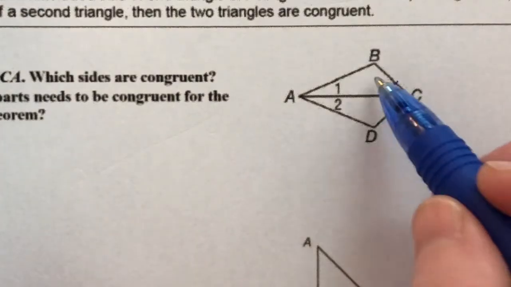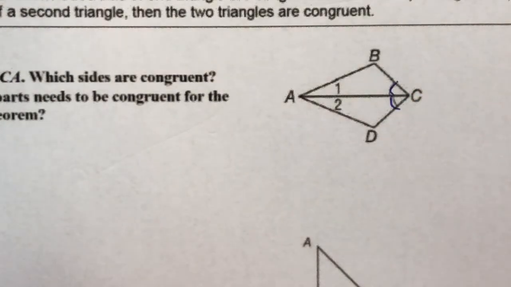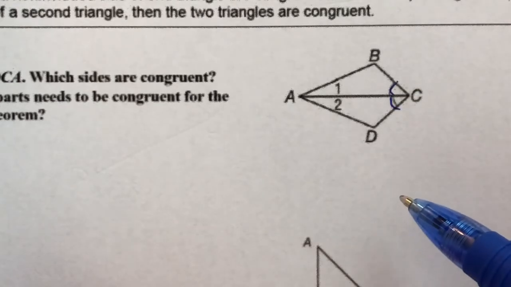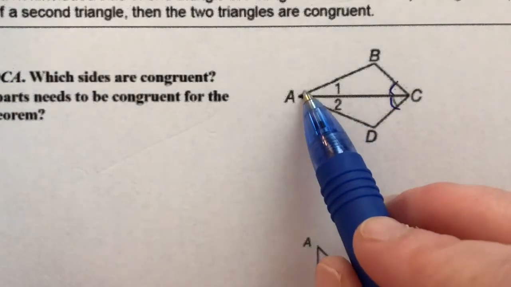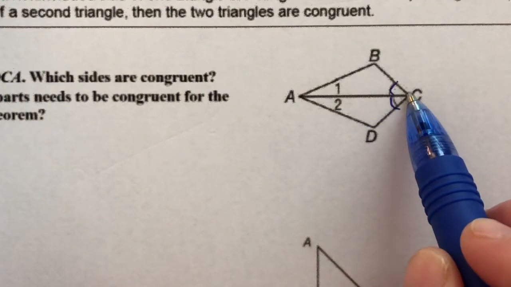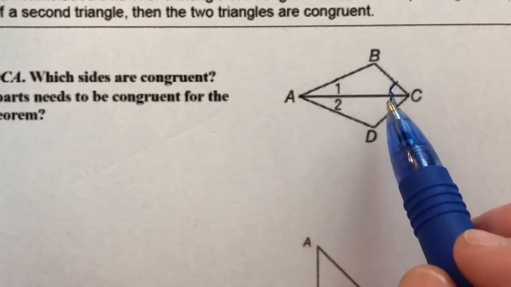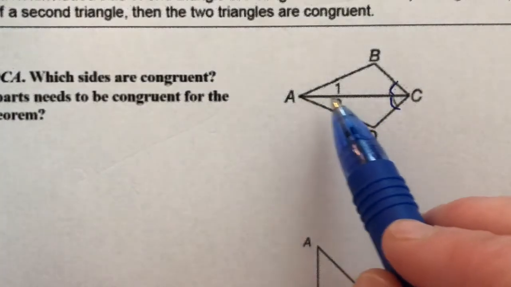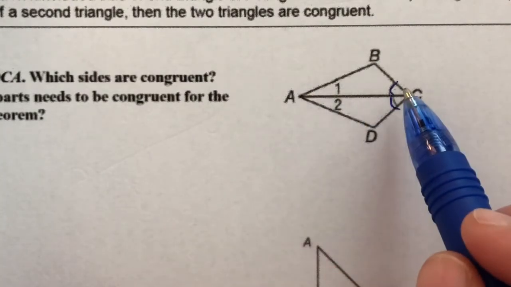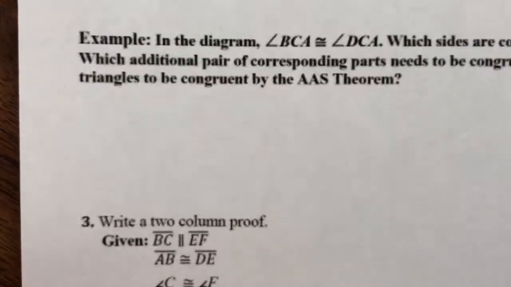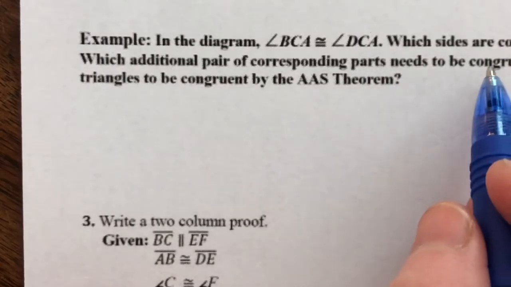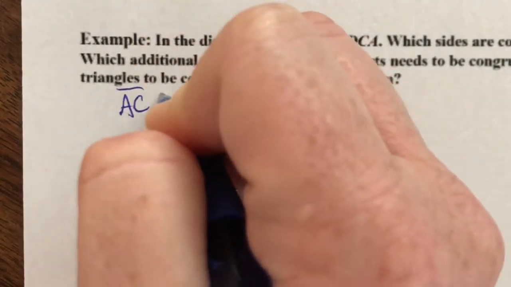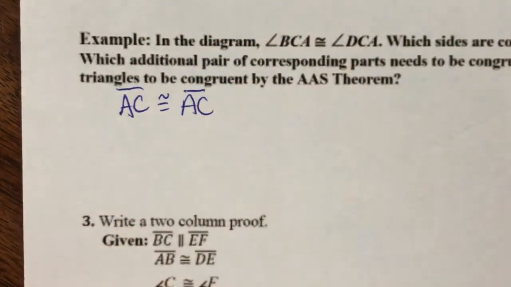Okay, so out of these two triangles, I need two angles and a side congruent. I only have angles proving congruent right now. What else do I know for a fact? I know both triangles share this line, AC. So whether it's used in this top triangle or in this bottom triangle, it's the same size, right? So both triangles have at least one side that's the same size. So I can say, it said which sides are congruent? AC is congruent to AC.